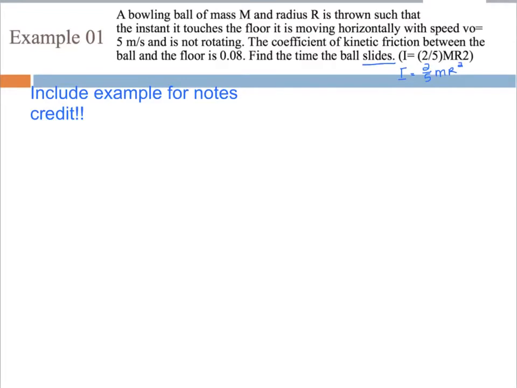So we can start by looking at the information we're given. It says that v naught is equal to 5 meters per second, and it's not rotating when we begin. So v naught is equal to 5 meters per second.